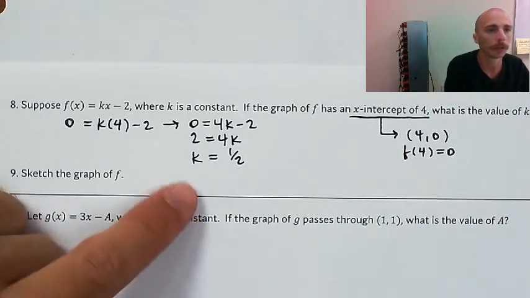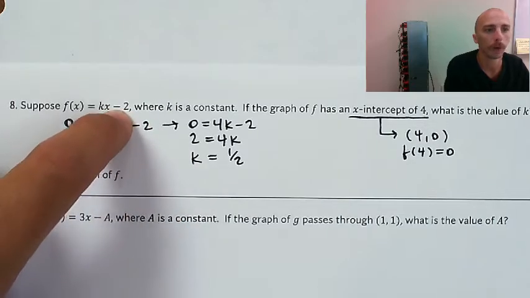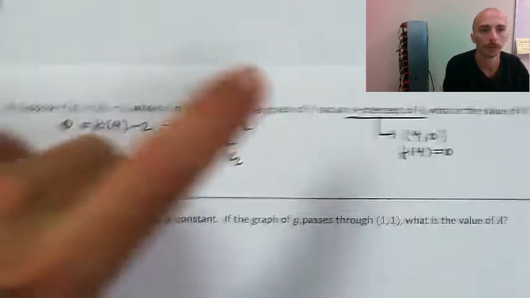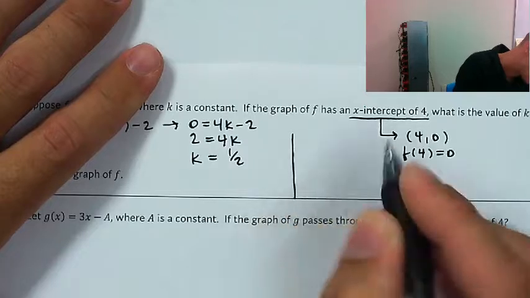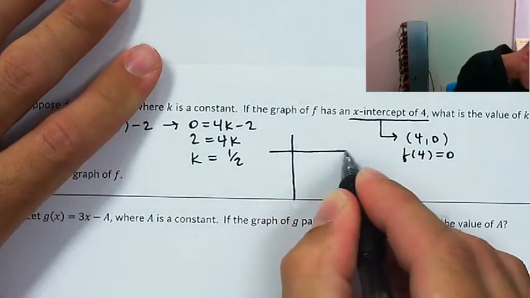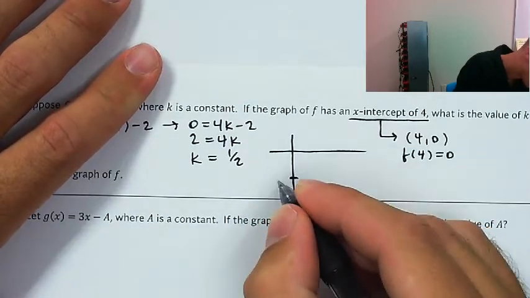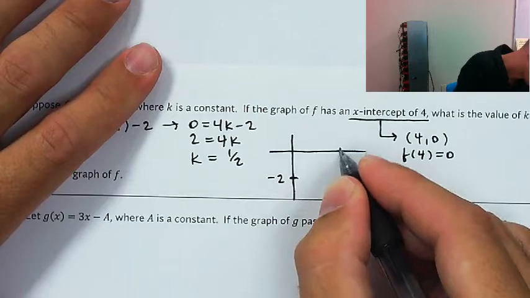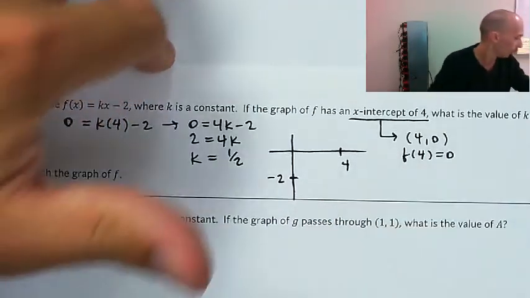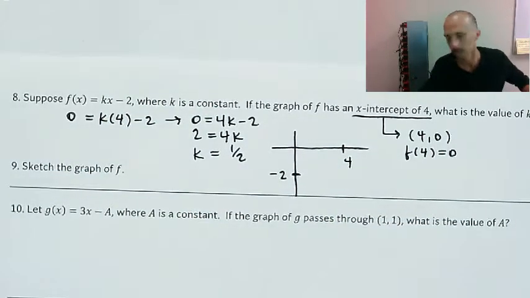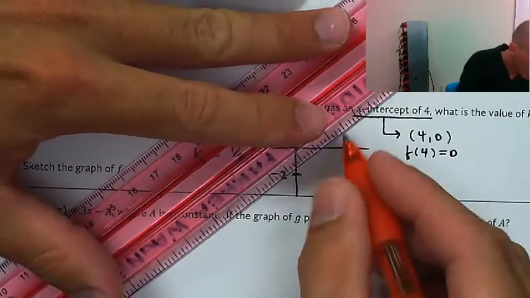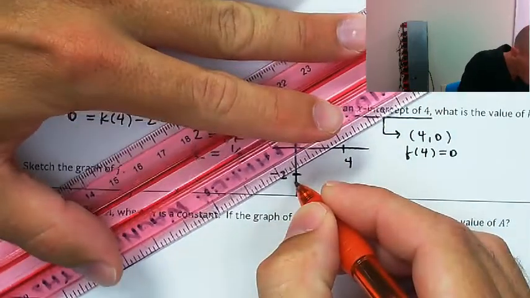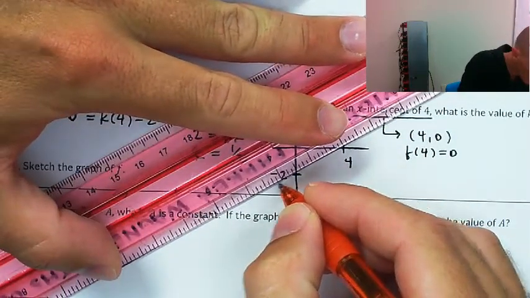And then sketch the graph of f. Not sure I'm supposed to do that, but let's see. It's got a y-intercept of negative 2, and an x-intercept of 4. So I'm just going to say that's -2 for y. This is 4 for x. I'm going to get a straight edge, come through here.